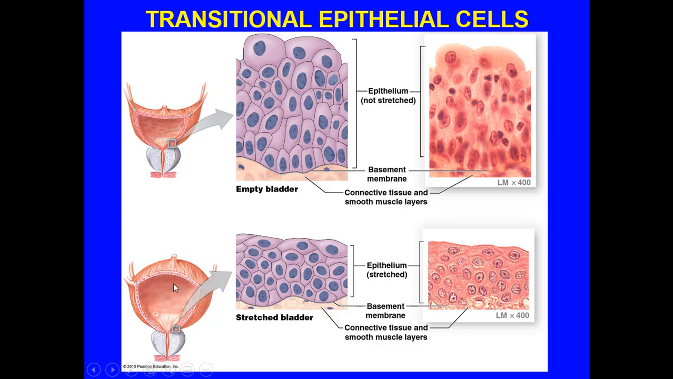As you start stretching out, as the bladder is getting filled up, what happens? The epithelium will get stretched. You'll still have basement membrane, you still have connective tissue, still have smooth muscle layer, but you'll notice that the cells start taking on, instead of a kind of bulbous or rounded appearance, start flattening out and thinning out. And that's the transition, to help you to understand that.